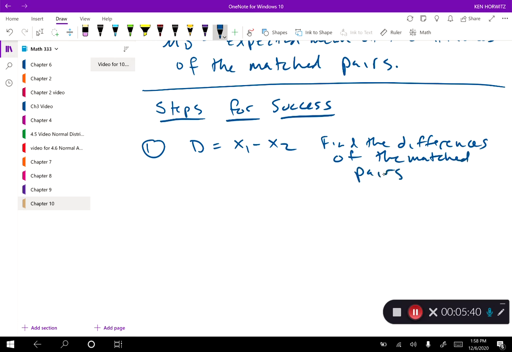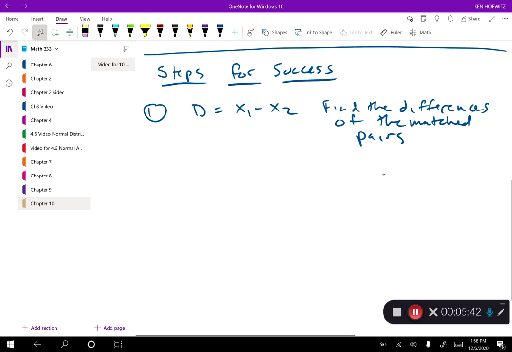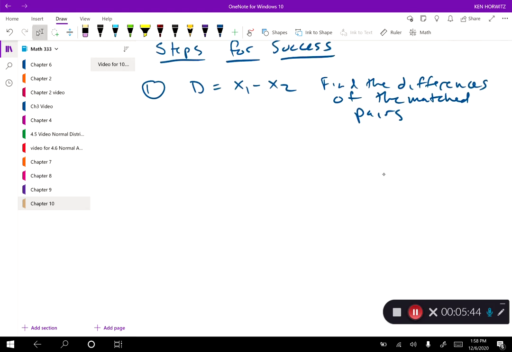After we find the differences of the matched pairs, number 2, so I need d bar. Now, d bar is going to be the average of those differences. So I'm going to sum up all the differences that I have, and I'm going to divide by the number in my sample, and that's going to get me the mean of the differences.